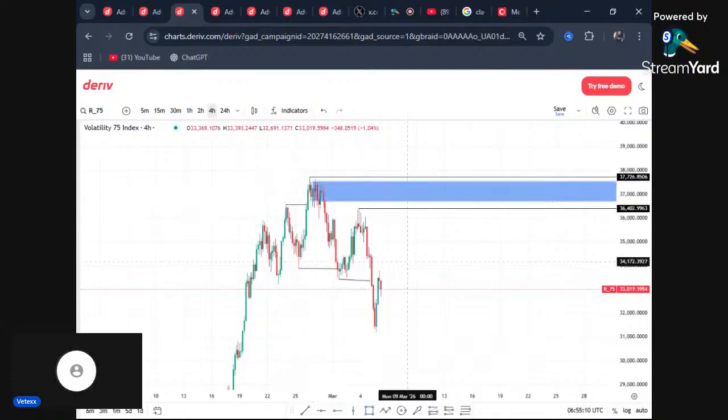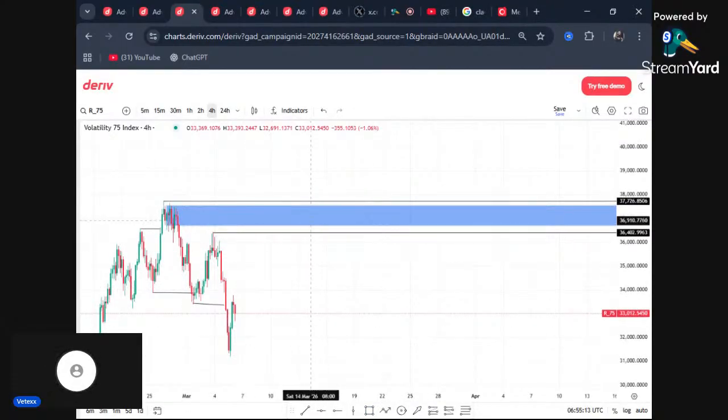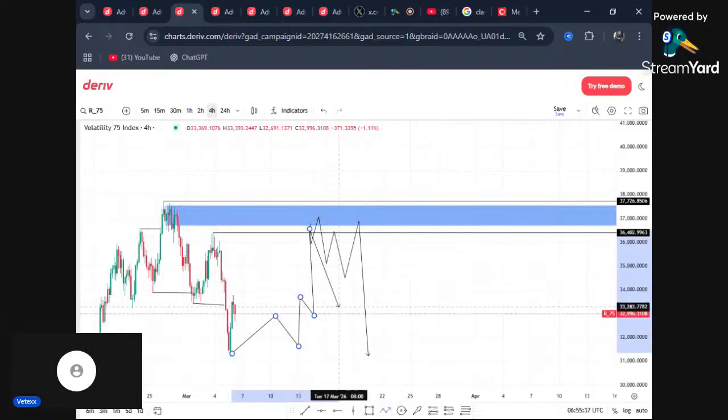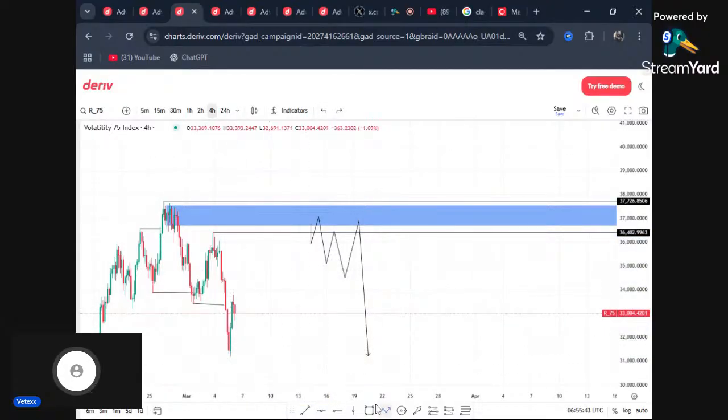Point of interest. So we anticipate price to tap into this zone, give us our continuation. Once price taps into this zone, comes back into this zone, gives us our continuation like this, could be like this, and then we'll sell to the downside. So this is what we're anticipating on V75 on the 4-hour.